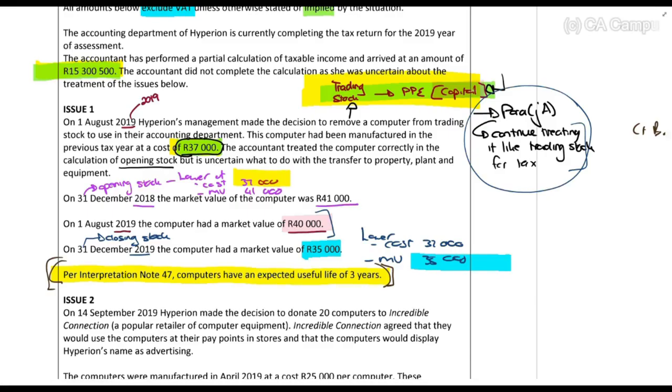I, or any examiner, cannot change the Act. So if you know what the Act tells you to do, and they give you this information, don't go, oh no, now I need to ignore what I know and do what they're giving me here. No, that's not how it works. Apply the Act. It's a trick. It's a way to test you.